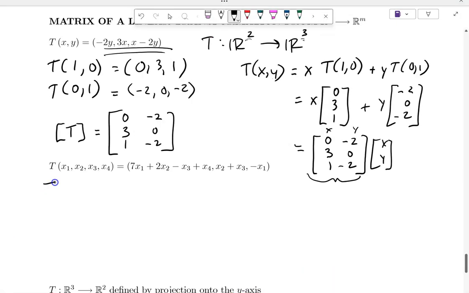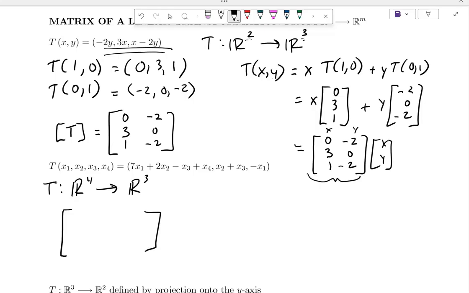What are your dimensions of your domain and codomain? 4 and 3. Good. So your transformation is going from R4 to R3. So what size matrix should we have? 3 by 4.